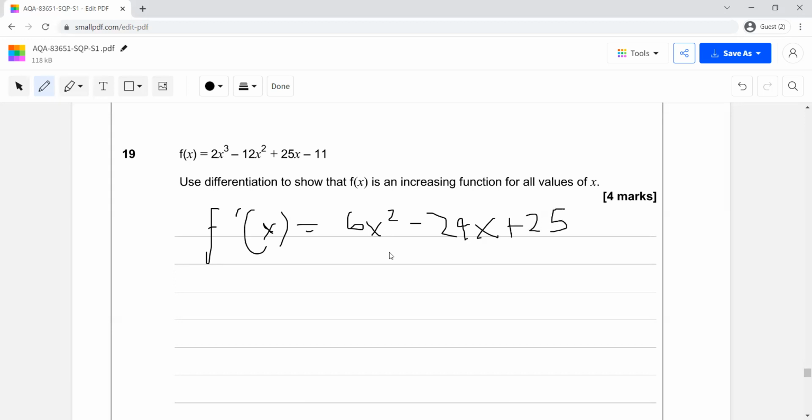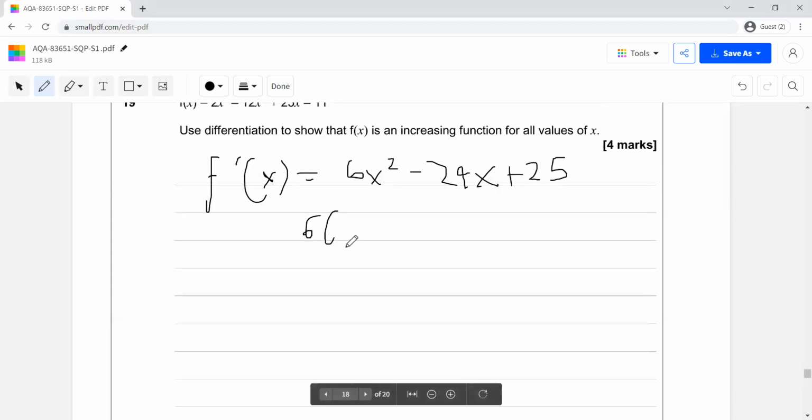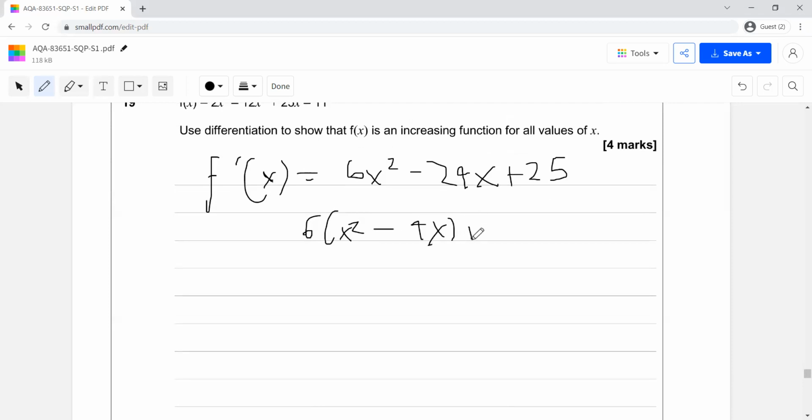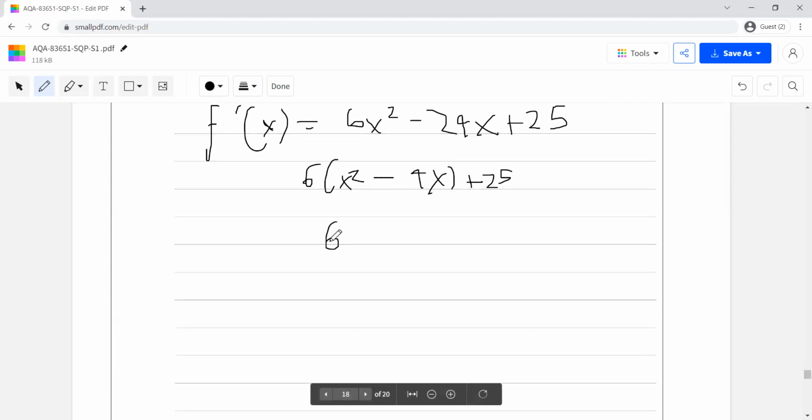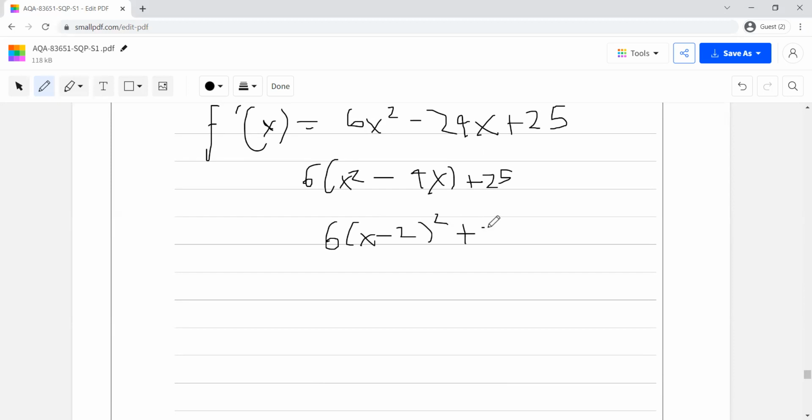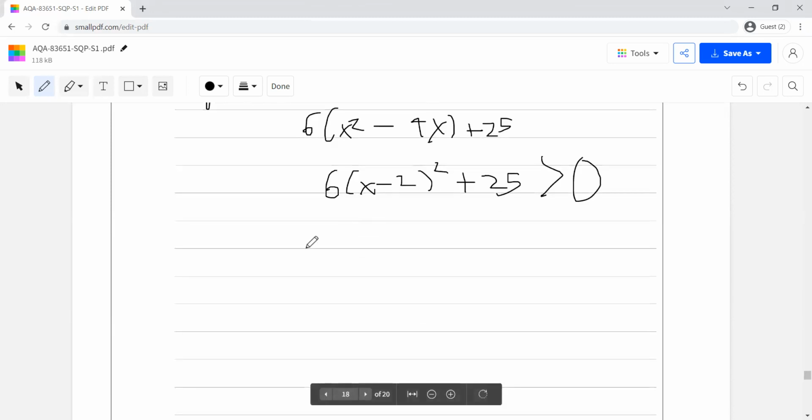Now to show that it's increasing, I can factor out 6. Now I will have in the brackets x squared minus 4x, close the brackets, plus 25. So this is equal to 6 times (x minus 2) squared plus 25. So this is always greater than 0 because anything squared is always greater than or equal to 0.